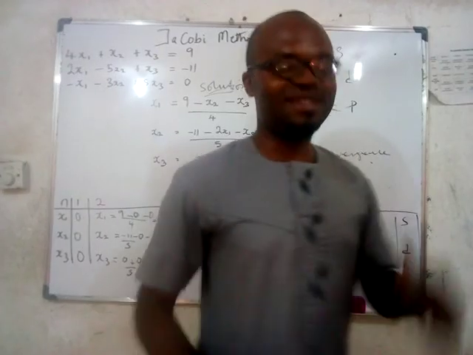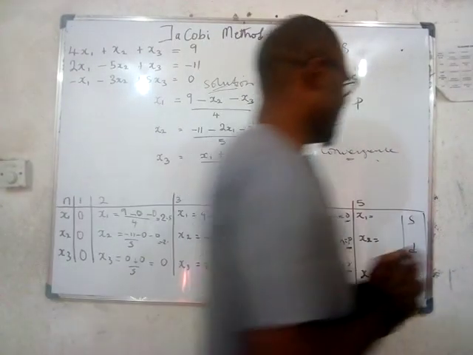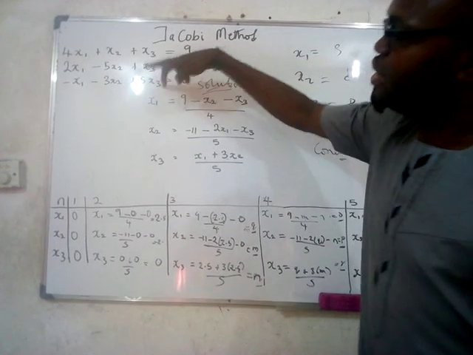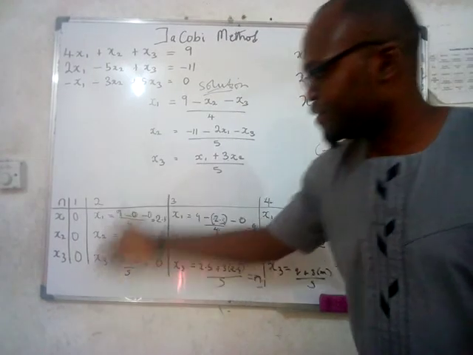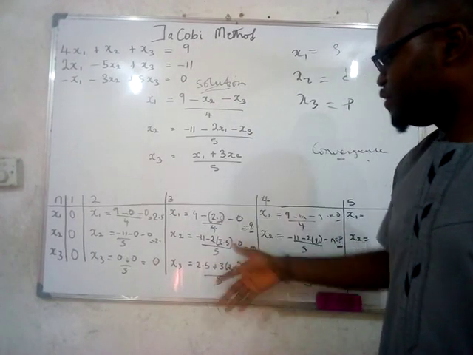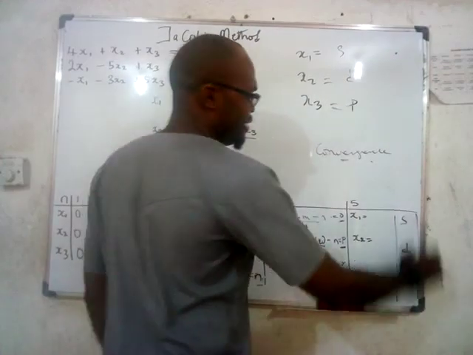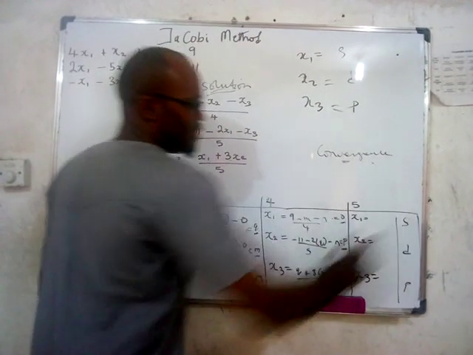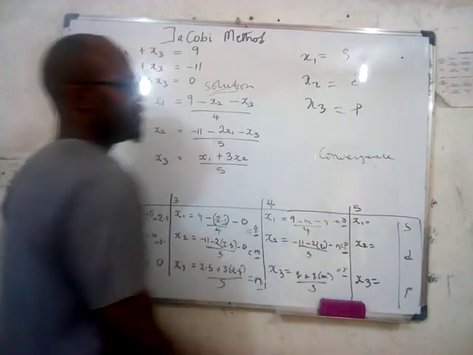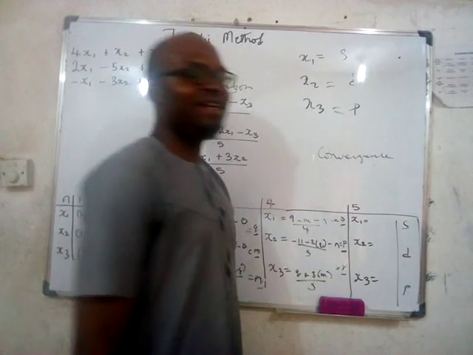In subsequent exercises, we'll be solving actual problems with this. I want you to understand the way that I've explained it. Very, very simple. Make x1, x2, and x3 the subject by picking each of the equations. Substitute 0 and get values. Use the value that you got to substitute, get fresher value. Use the fresher value, substitute again, get other values until you have similar values in two consecutive iterations. Then you know you've come to convergence. So those values you will now use as the real values of your x1, x2, and x3.